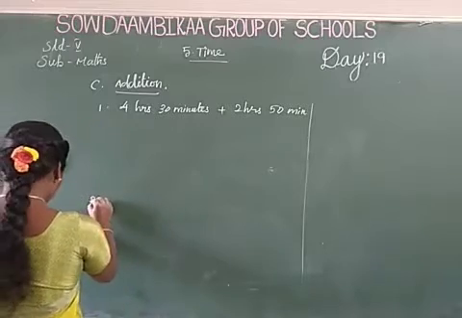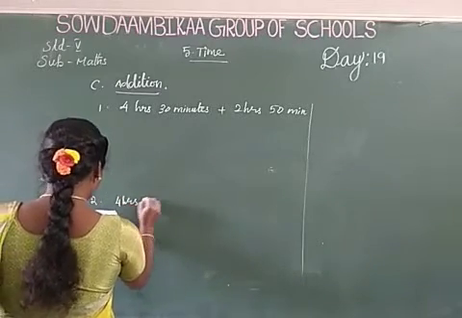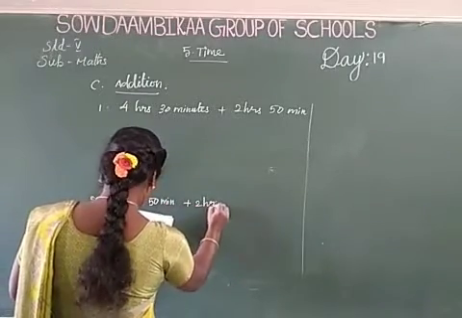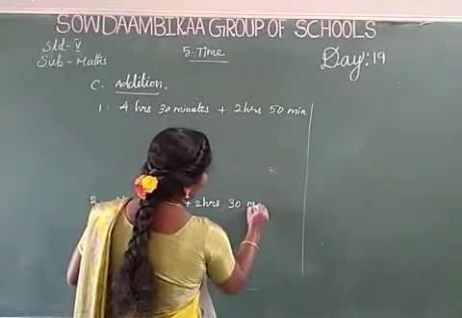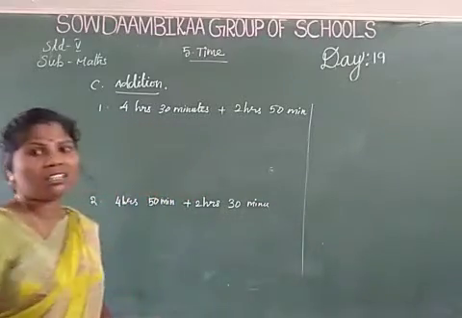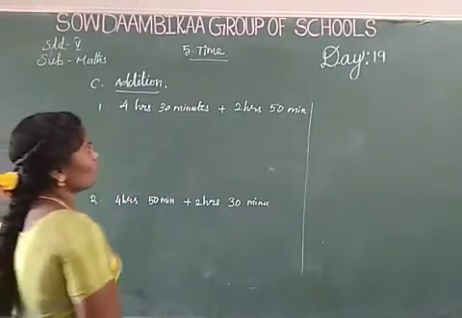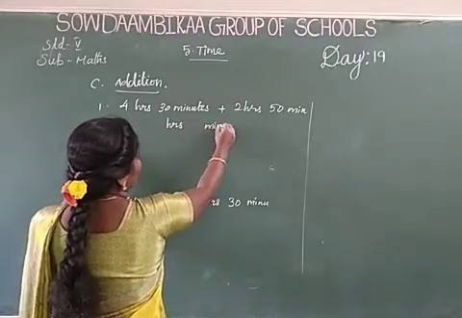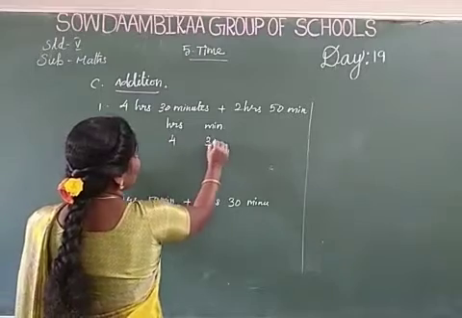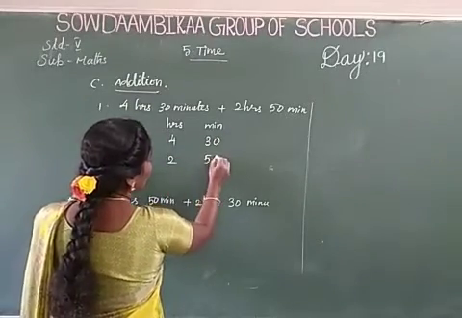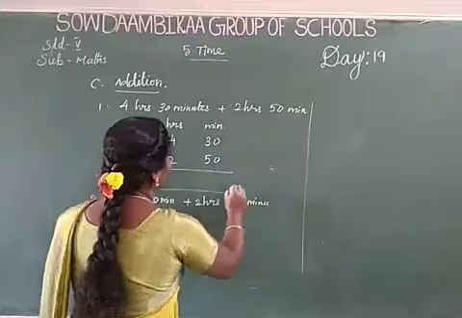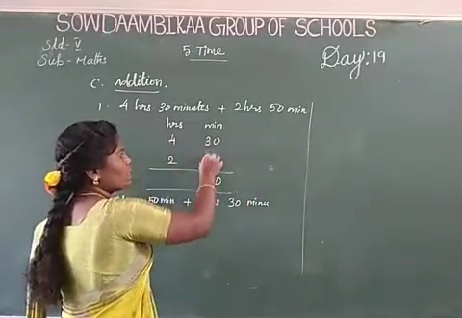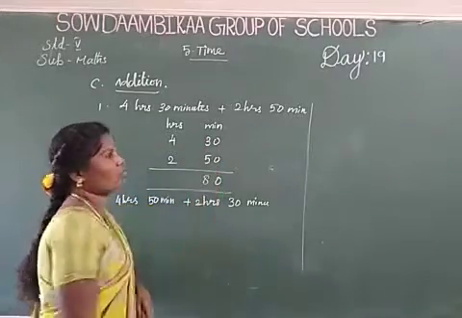The second one: 4 hours 50 minutes plus 2 hours 30 minutes. The time is not normal addition. See carefully. Hours, minutes: 4, 50, 2, 30. Zero plus zero, 0. 5 plus 3, 8.